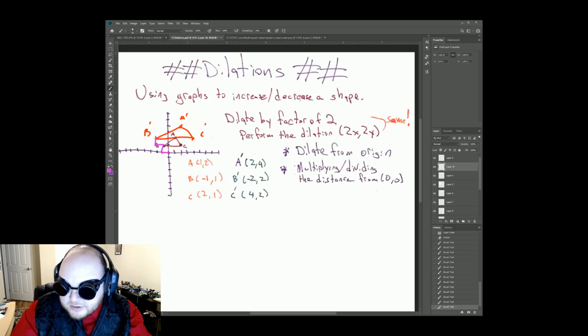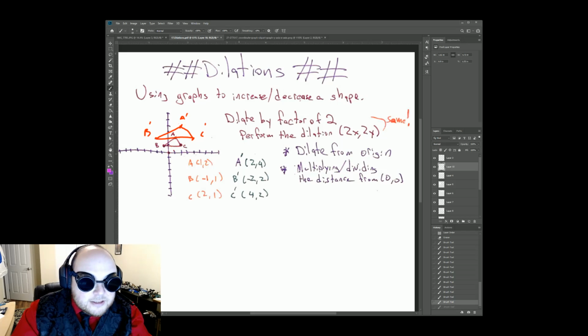Another thing you can do to tell if you did it correctly is it should always fall in a straight line.